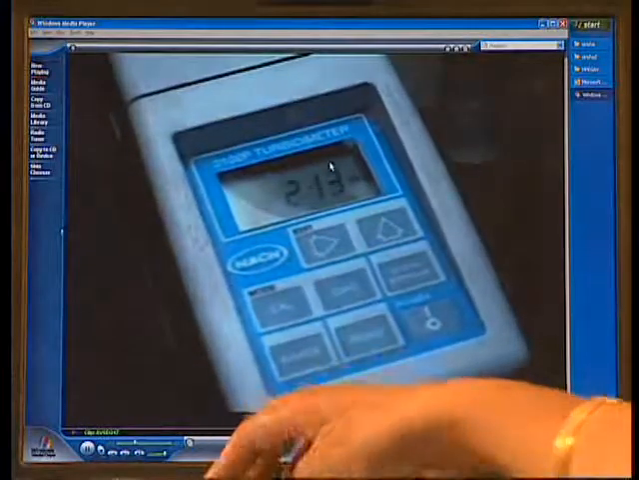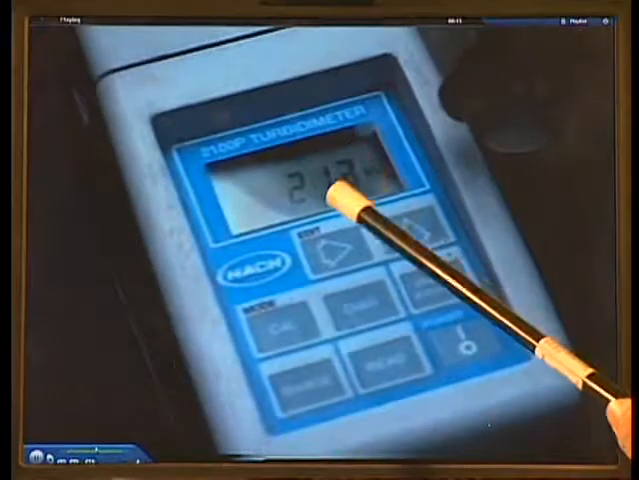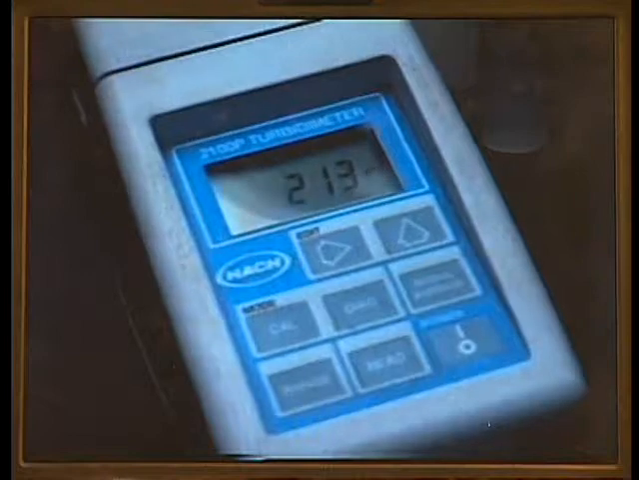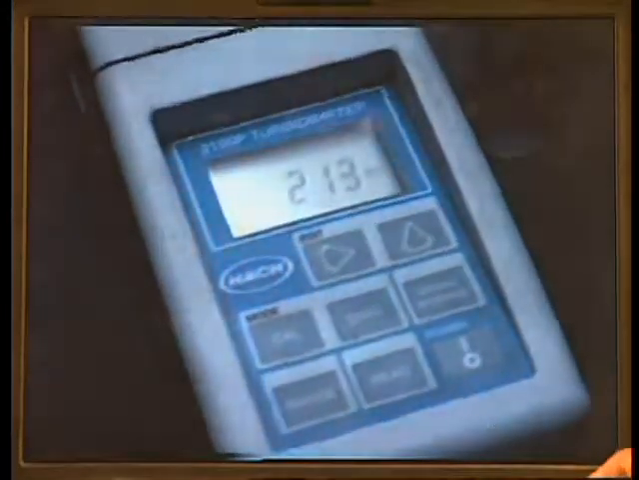So once we keep the sample, this bottle containing turbidity, and then press the red button, it will blink like this, and after a few seconds it will show the turbidity. It means this sample contains 213 NTU of turbidity. The units are nephelometric turbidity units, NTU. So that is how we measure the turbidity in a sample. Then the next test that we go for is the color.